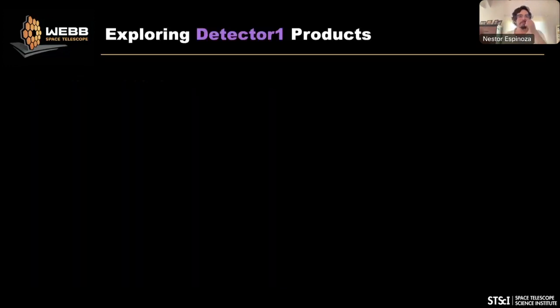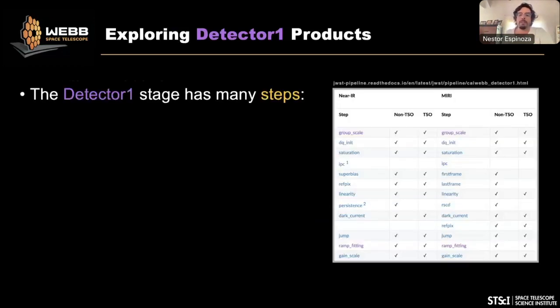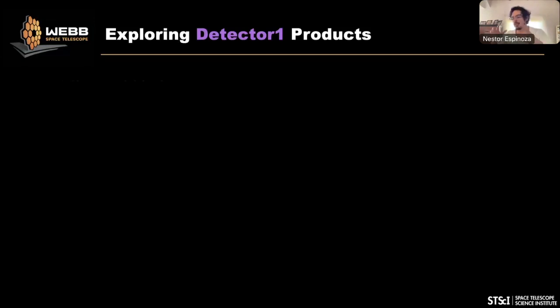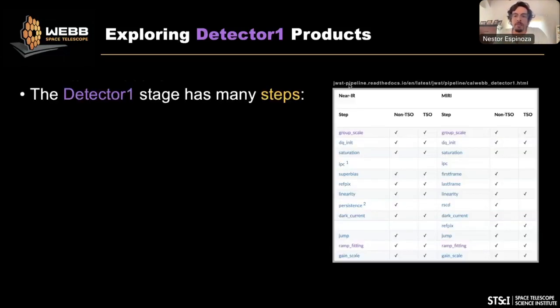All right, so let's explore these Detector 1 products. I already mentioned to you that there are different stages, and we're going to be stepping first through the first stage of the data reduction, which is detector calibration. Actually, there's a web page you can go to. If you go to the JWST calibration pipeline read the docs, jwst-pipeline.readthedocs.io, over there you can see the set of steps that define Detector 1.